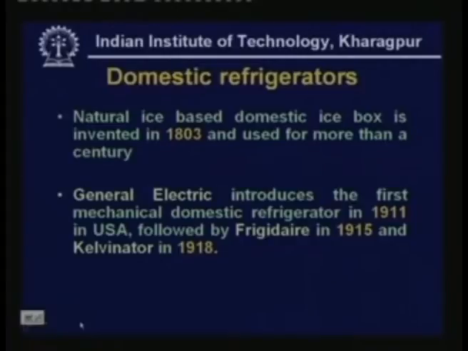As a result, people have tried to use artificial refrigeration methods in domestic refrigerators. So initial refrigerators used the vapor compression principle, and General Electric introduced the first mechanical domestic refrigerator in 1911 in USA, and this was followed by Frigidaire in 1915 and Kelvinator in 1918.